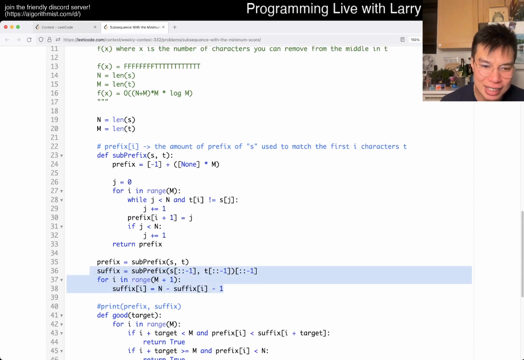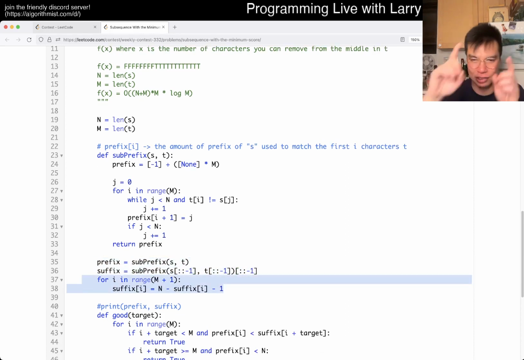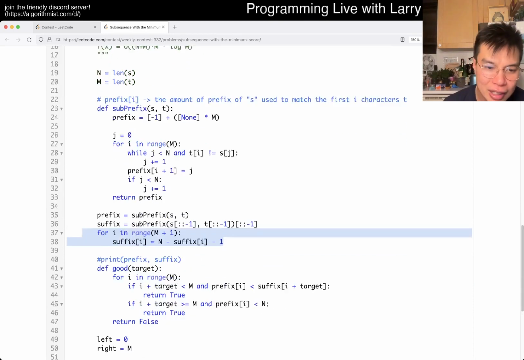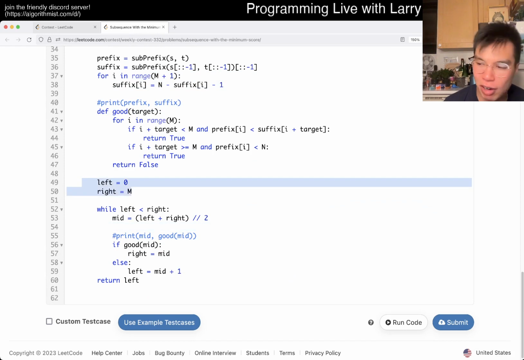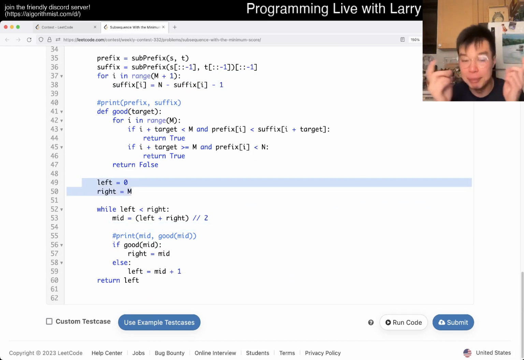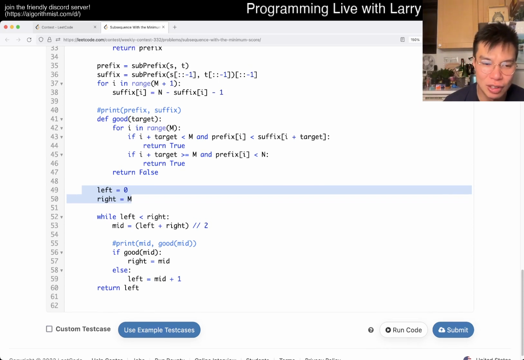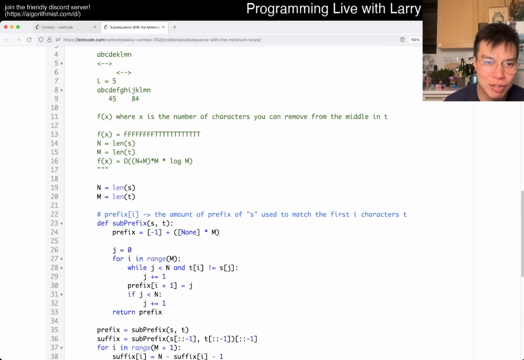And then once I have this, and of course I have to reindex it to get the n. And I'm going to go over the binary search part first. We're binary searching from 0 to m, which is the length of the t, and then removing stuff from the middle from that. So this is the function we have, right?